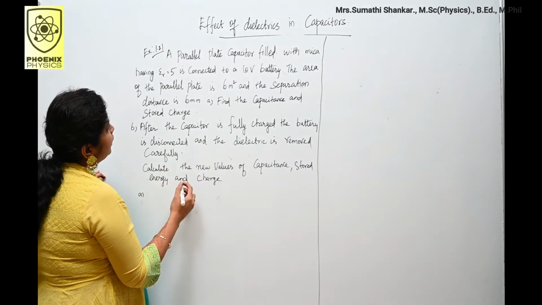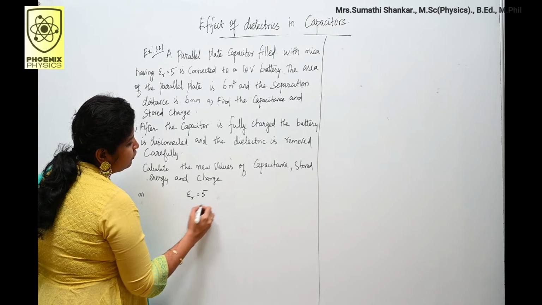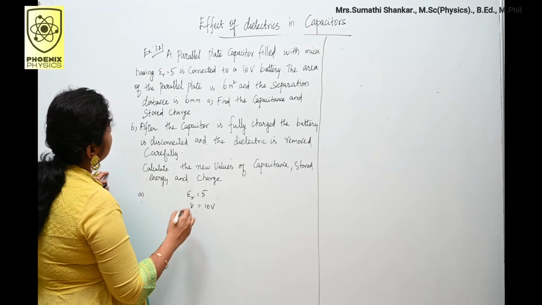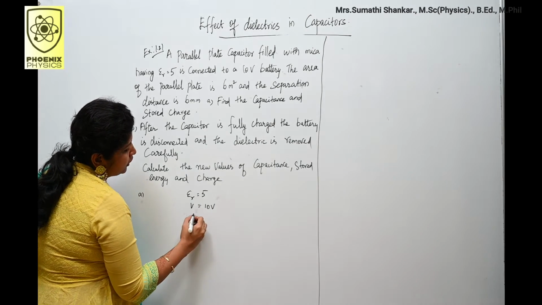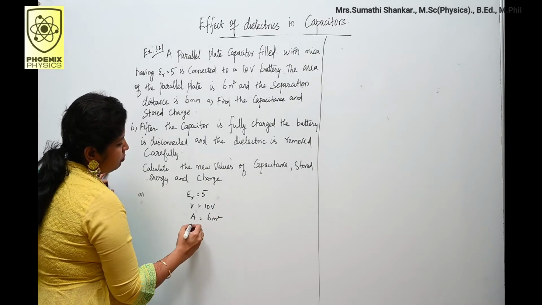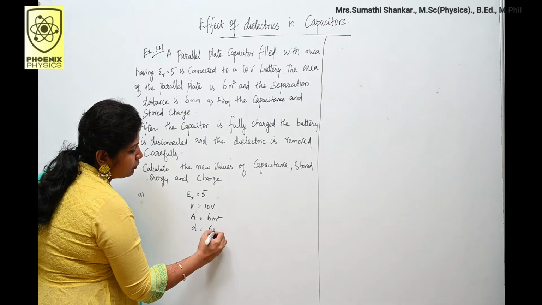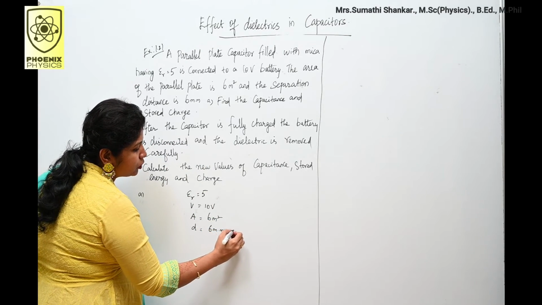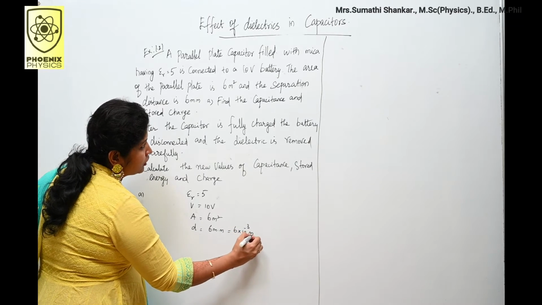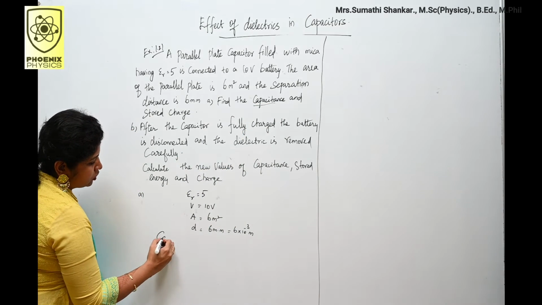What is given? Epsilon r is given, that is 5. V is given, that is 10 volt battery. Then area A is equal to 6 meter square. Then separation D is equal to 6 millimeter. Convert this millimeter into meter, so 6 into 10 to the power of minus 3 meter. So you have to calculate the capacitance of the capacitor.